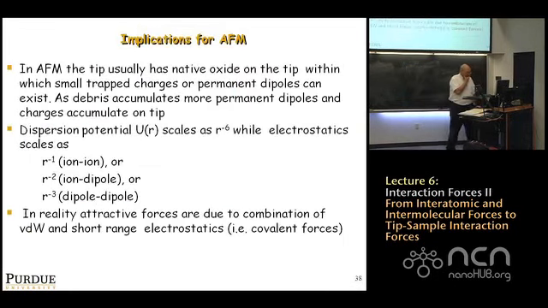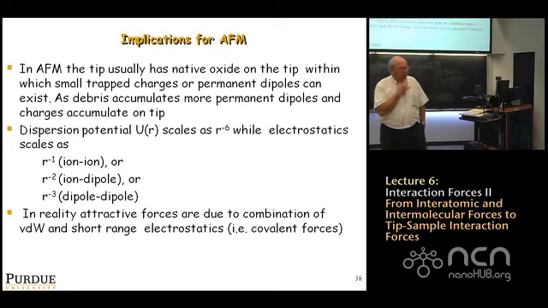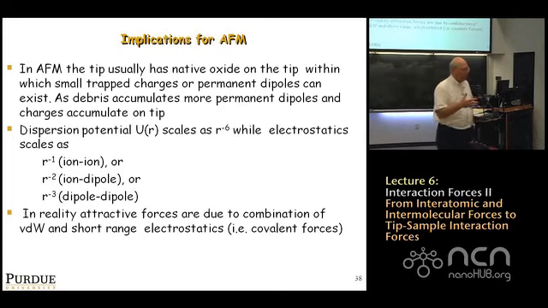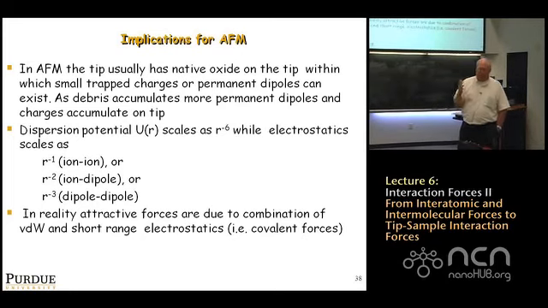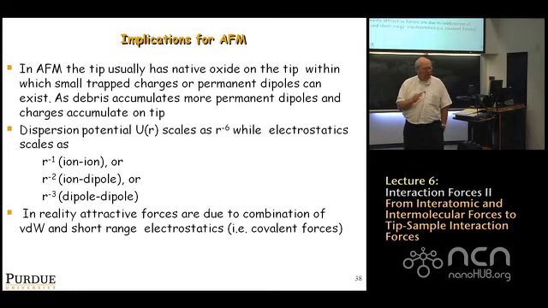So, what are the implications of all this discussion for atomic force microscopy? In AFM, we like to believe that the tip is electrically neutral. We like to believe that the substrate is electrically neutral. But tips are made out of silicon, and silicon has an oxide layer on it. So there's an SiO2 oxide layer on your silicon tip. It is possible that you can trap charge in that oxide layer.